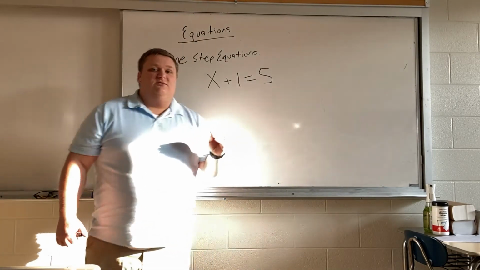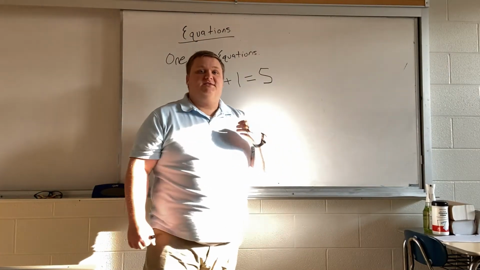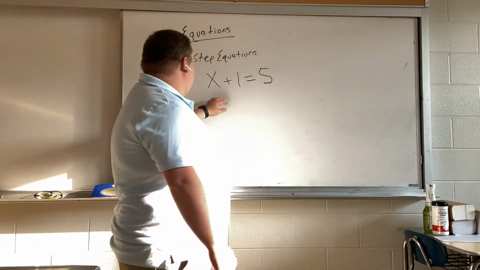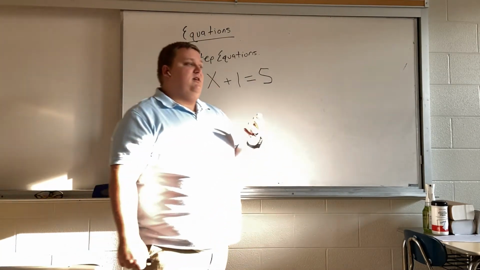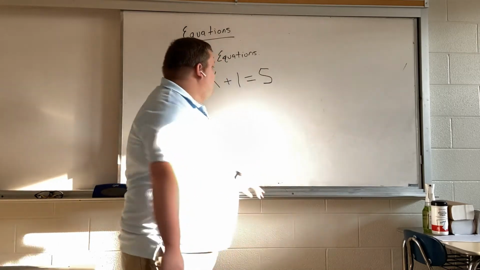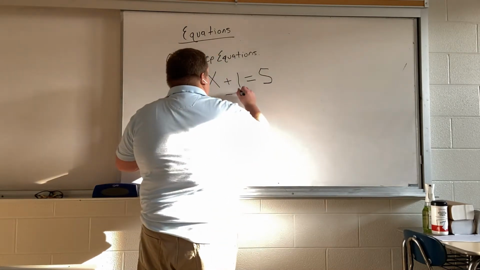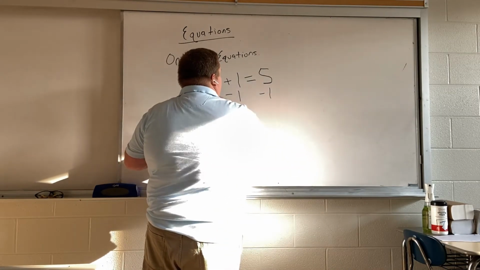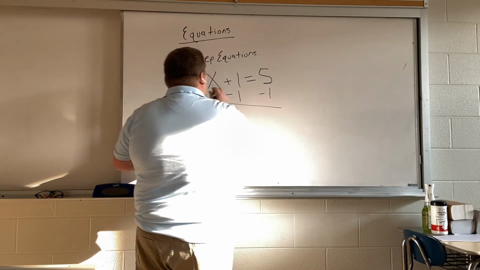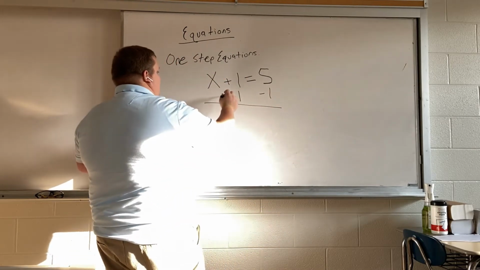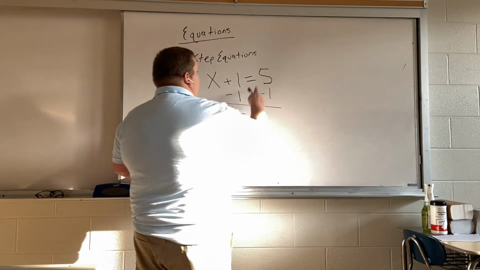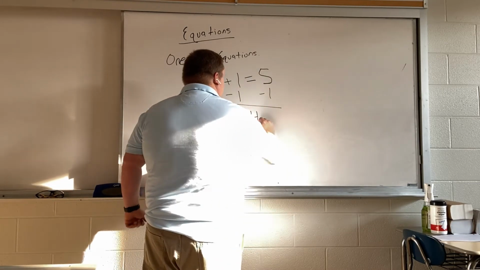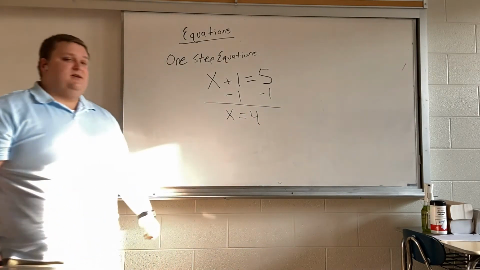You pretty much just need to remember to do the opposite of what is happening to the x currently. So currently you have an x, you're adding 1. What would be the opposite of that? The opposite of addition is subtraction. So you would simply just subtract 1 on both sides of the equal sign. Okay? So you have x plus 1 minus 1. That's just x. 1 minus 1 is 0. 5 minus 1 would be 4. Okay? x would equal 4.